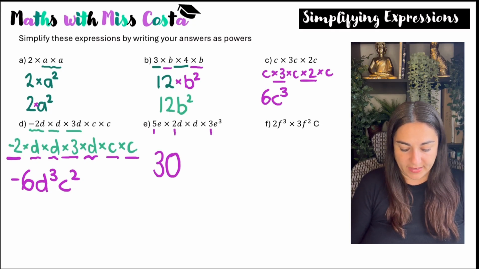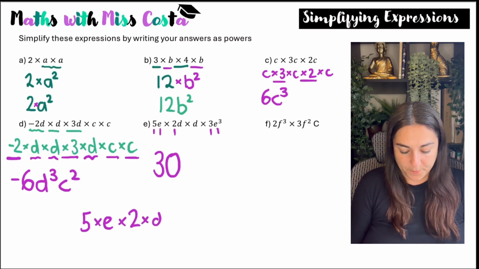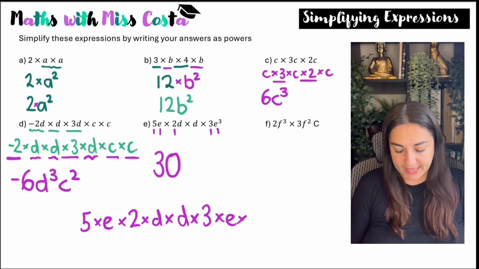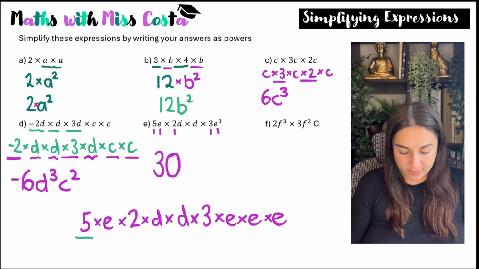Now let's look at the letters. So we've got E cubed and E. So we could write this out actually. Let's just write it out so that we can see what's going on. So if you ever get stuck, just write it out and think, okay, what does this actually mean? So I multiplied the numbers to get 5 times 2 times 3, which is 30.